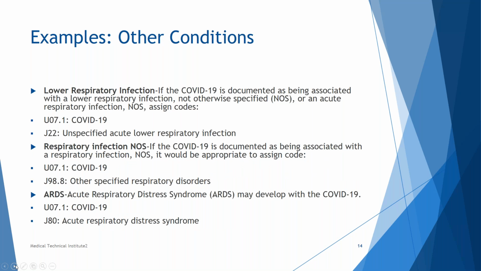And then this is just some other conditions. As I stated before, because this is a respiratory disease, you have lower respiratory infections, then you have respiratory infections, then we have ARDS, acute respiratory distress syndrome. So for the most part, when it meets the definition of principal diagnosis, then the COVID is actually first and followed by whatever the respiratory infection is for that particular patient.